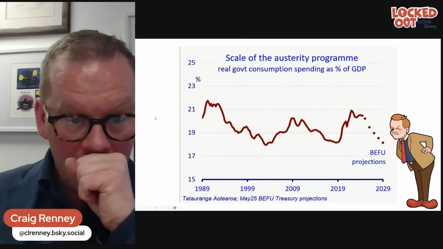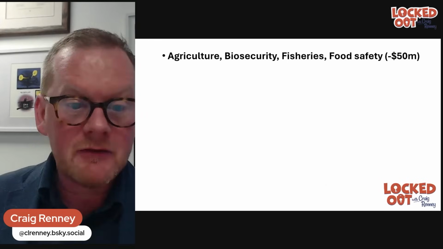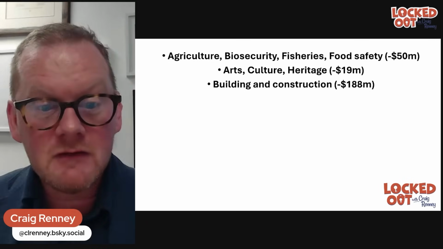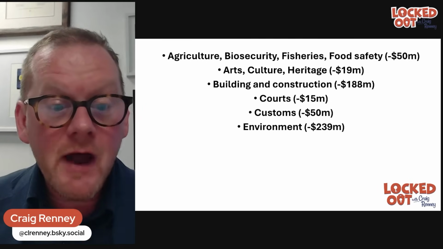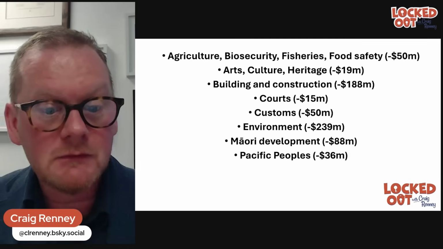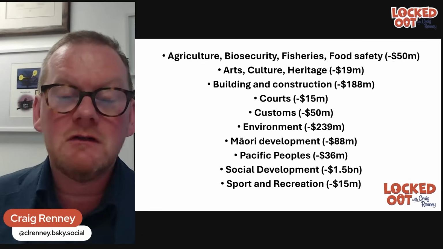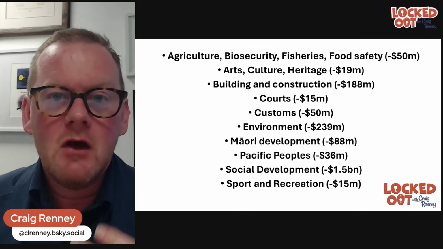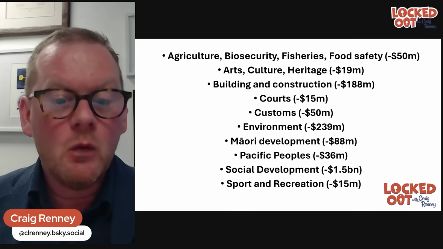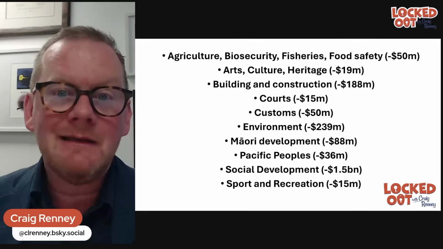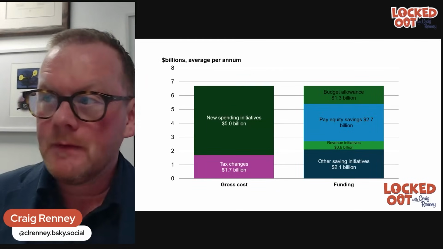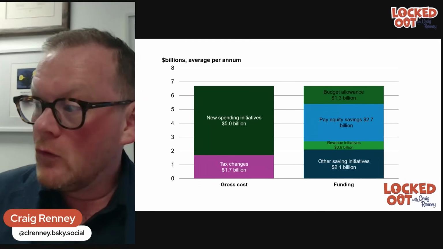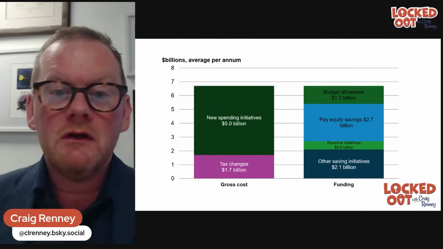Now, of course, if you work in agriculture, biosecurity, fishery, food safety, arts, culture, heritage, building and construction, courts, customs, the environment, Māori development, Pacific peoples, social development, or sports and recreation, all you see is cuts at this budget. Each one of those sees overall cuts of between 15 million and 1.5 billion dollars at this budget. And what we can see is, what are those cuts then delivering? So overall savings initiatives are $2.1 billion.